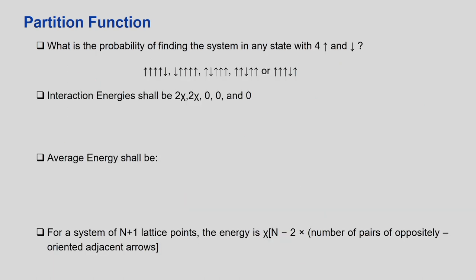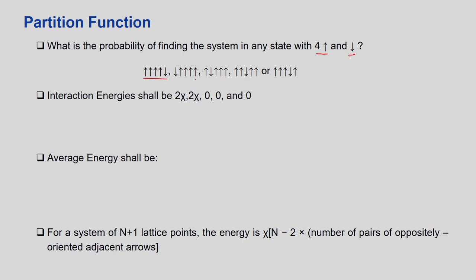Now let me ask another question. What is the probability of finding the system in any state which has 4 upward arrows, I mean 4 of them in the upward direction and 1 in the downward direction? In the previous one we asked for a particular state. Now we are asking what is the probability that I can get 4 of them to be upward arrows and 1 of them to be a downward arrow. Now it is something we call degeneracy. We have to find out the different possible ways I can get this type of state.